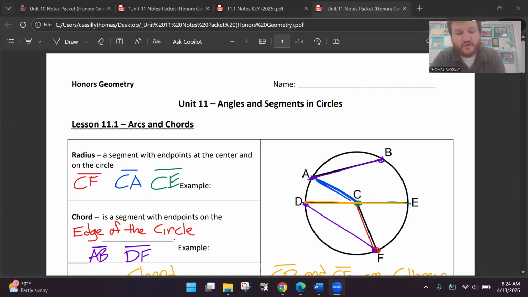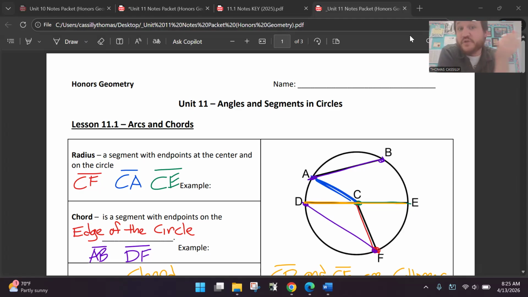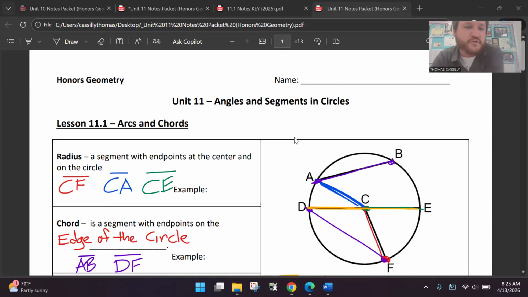Here we go. What is this going to be? This is going to be Unit 11, 11.1. Unlike Unit 10, which was all about arc lengths and arc measures and stuff around the outside of a circle, Unit 11 is going to be more about the stuff inside of the circle. Just to start off with the first one, we've mentioned this one about 100,000 times now.